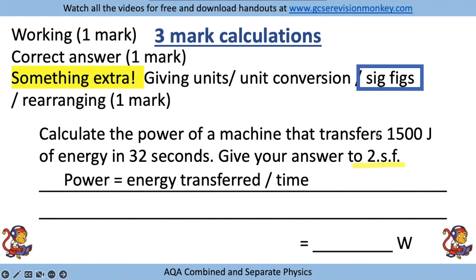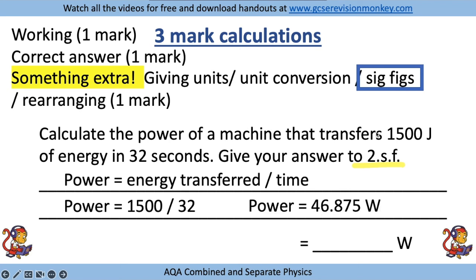So you put the equation down, put your numbers in, and you write down your answer as you see it on the calculator, but then it asks you to convert it to 2 significant figures, which in this case, you look at the number here, and because 0.8 is 0.5 or higher, this number here will go up to 47. So our answer is 47 watts.